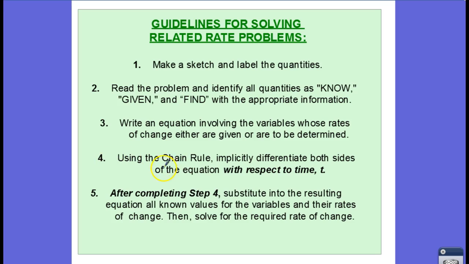Next, this is the calculus. Use the chain rule. Use implicit differentiation. And since we're looking at rates, this is almost always going to be with respect to time. Number 5, after you've completed step 4, go back and substitute into the resulting equation all known values for the variables and their rates of change, and then solve to get a numerical value. Now, if it is a decimal value or an irrational value, maybe it includes pi or something, you're going to want to report those rounded to no fewer than 3 decimal places. And again, that's per the guidelines on the AP exam.